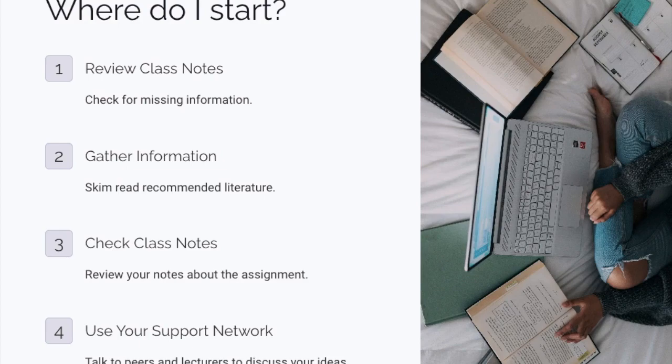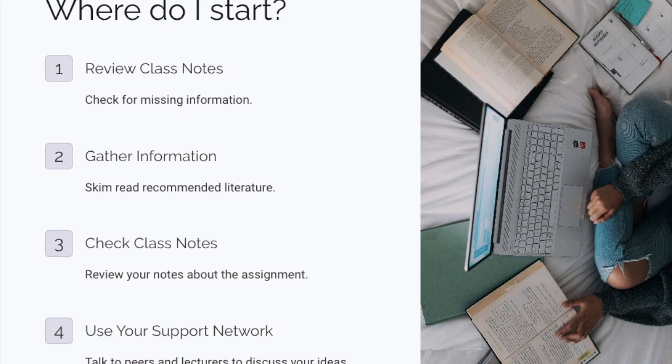Check your class notes around assignment planning. So usually at the end of a module, you'll start to talk about the assignment itself, and you may be given examples of previous work, or you might be given a checklist of key things to cover, or you really might not be given very much information at all. But generally, there will be something within class where there will be a discussion around the actual assignment. So have a look at those ideas as well, and use your support network.